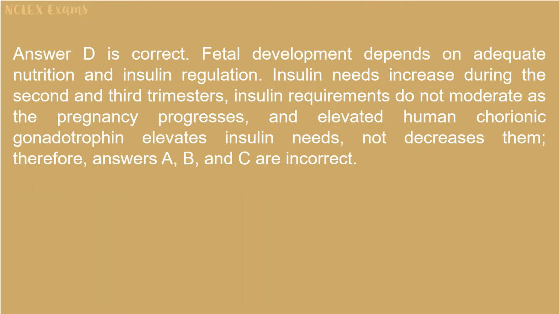Answer D is correct. Fetal development depends on adequate nutrition and insulin regulation. Insulin needs increase during the second and third trimesters. Insulin requirements do not moderate as the pregnancy progresses, and elevated human chorionic gonadotrophin elevates insulin needs, not decreases them. Therefore, answers A, B, and C are incorrect.